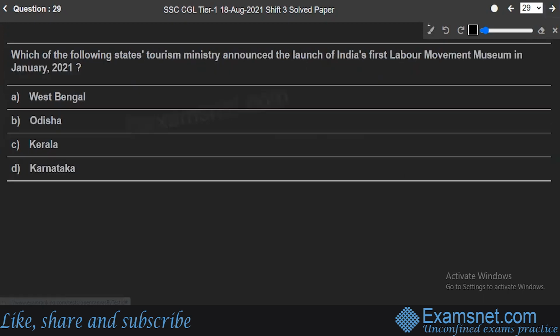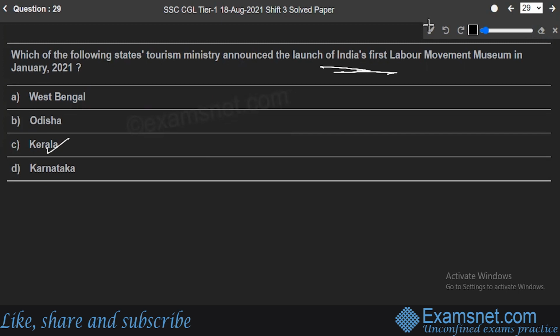Next question, number 29. Which of the following states' tourism ministry announced the launch of India's first labor movement museum in January 2021? Is it West Bengal, Odisha, Kerala, or Karnataka? Well, the correct answer is Kerala. Kerala Tourism Ministry announced the launch of India's first labor movement museum in January 2021.